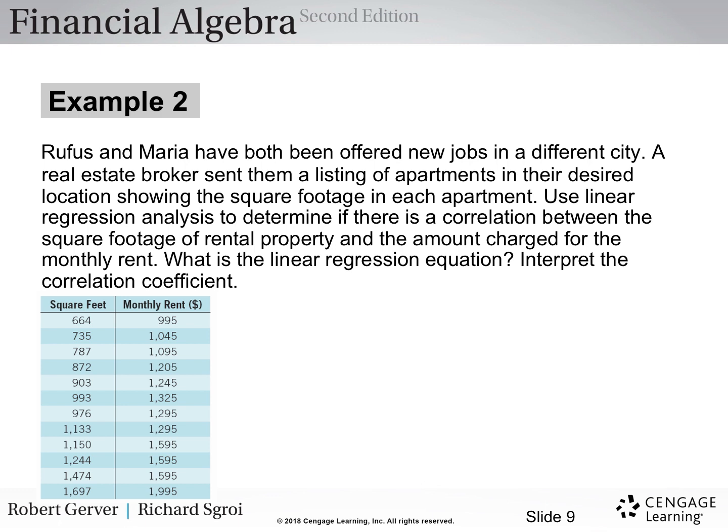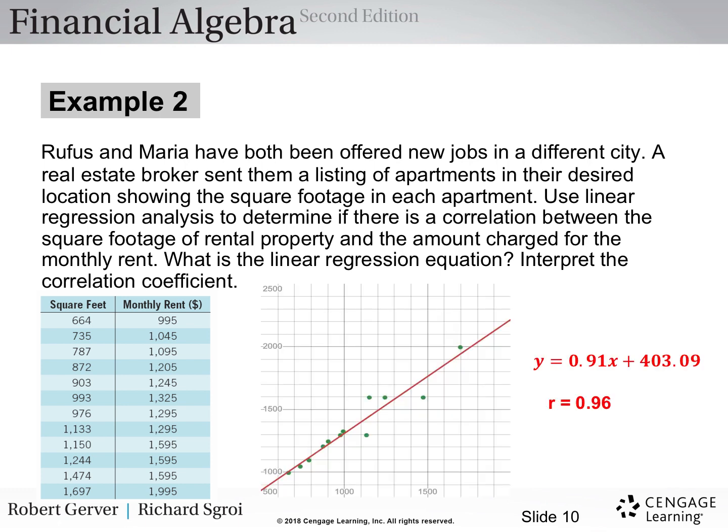So here we're given a table. One column indicates the square footage of each apartment, in other words, how big the apartment is, and the other column indicates the particular rent for that sized apartment. Now, using that table, I used Desmos and took the data from that table and created a scatter plot, and you can see that here with all the dots.